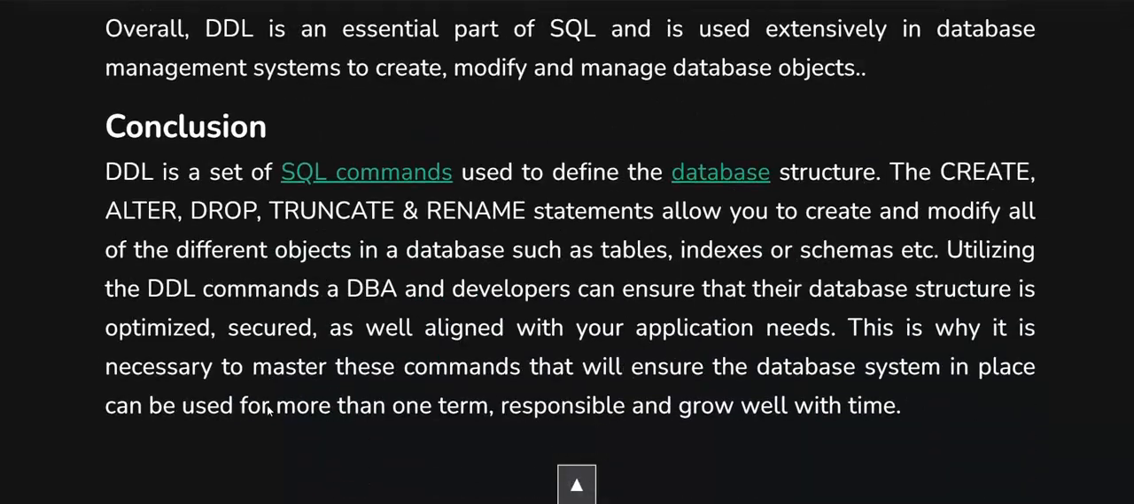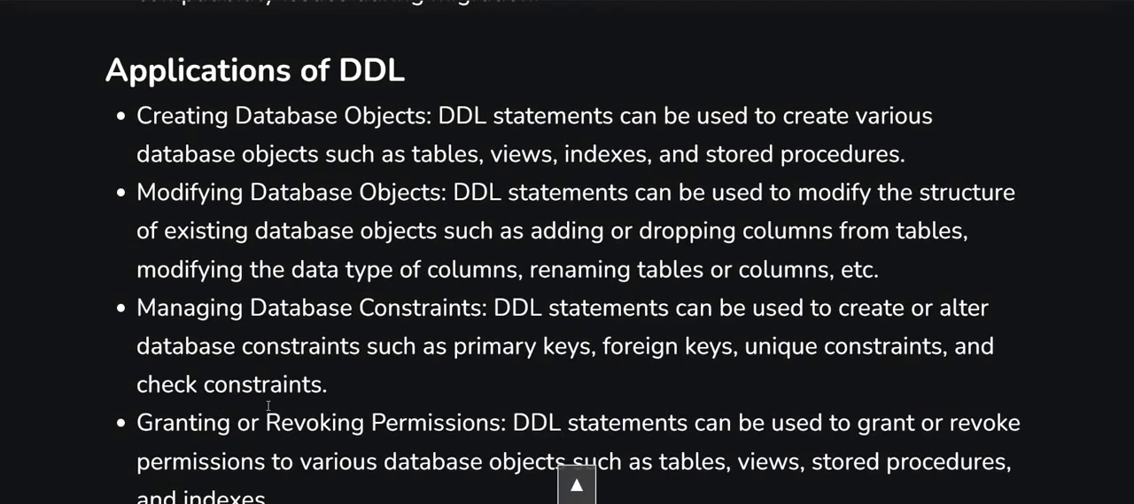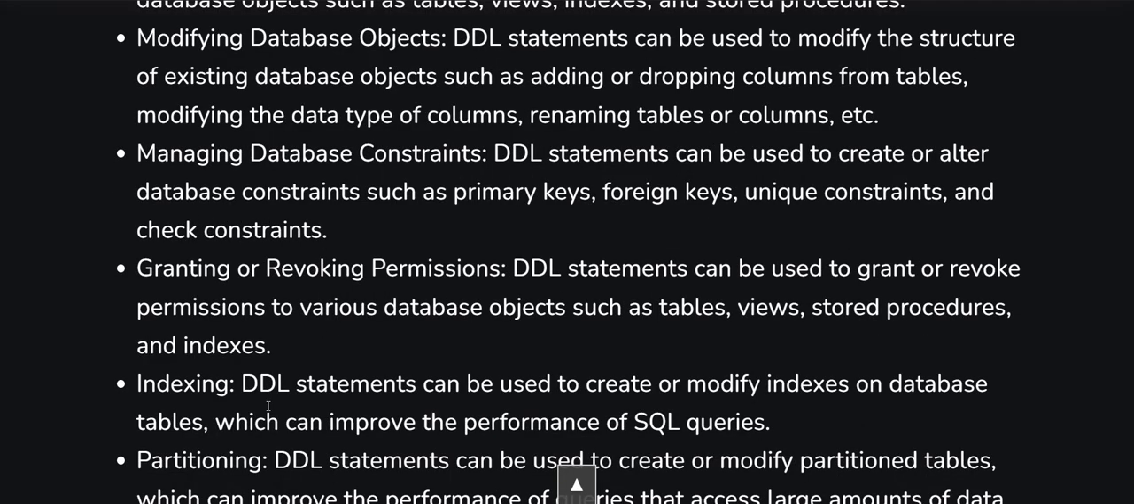This is the application of the DDL command. Creating database objects: DDL statements can be used to create various database objects such as tables, views, indexes, and stored procedures. Modifying database objects: DDL statements can be used to modify the structure of existing database objects, such as adding or dropping a column from a table, modifying the data type of a column, renaming a table or column. Manage database constraints: DDL statements can be used to create or alter database constraints such as primary key, foreign key, unique key, and check constraints.